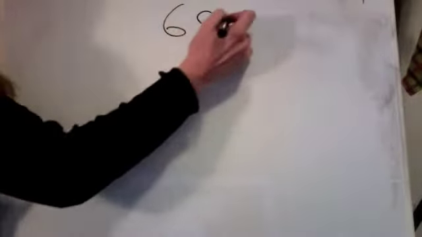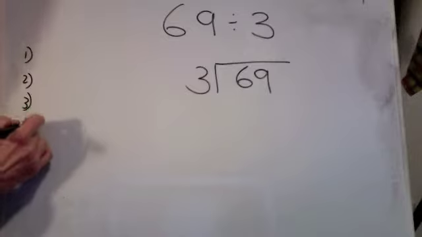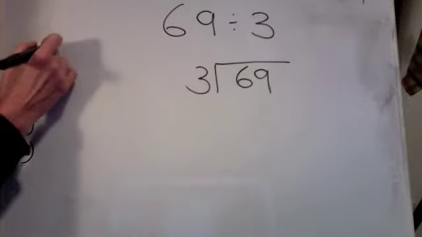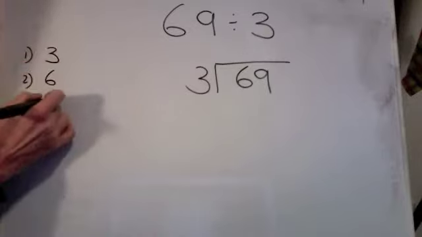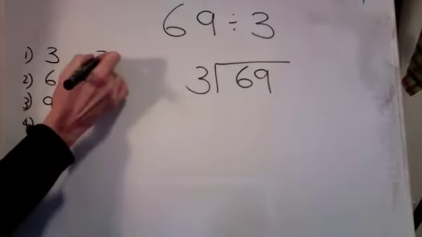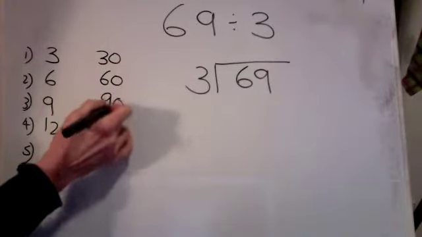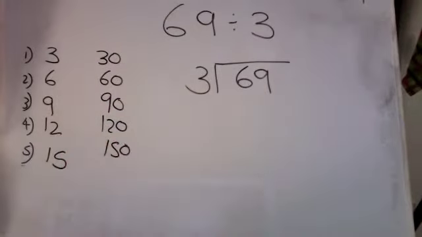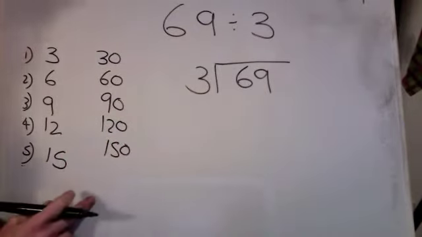69 divided by 3. The first thing I'm going to do is write it out under its bus stop. There's my 69 and the 3 is driving the bus. And the second thing I'm going to do is write out my 3 times table, the first 5 multiples. So 1, 2, 3, 4, 5. That would be 3, 6, 9, 12, 15. So thinking big, each of these times 10 would be 30, 60, 90, 120, 150. And these are the numbers we're going to use to solve the division.